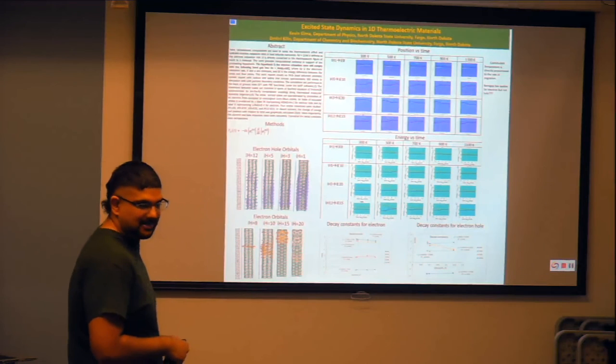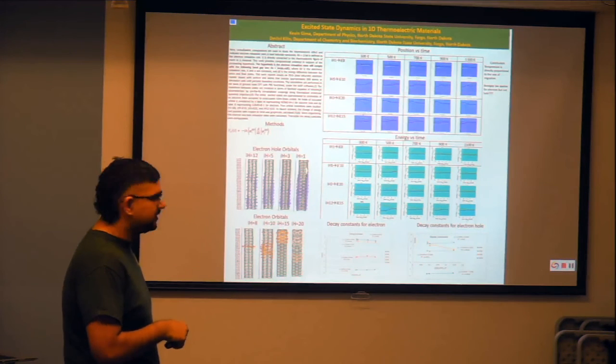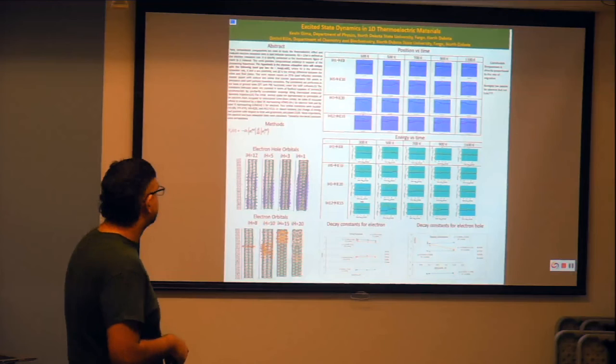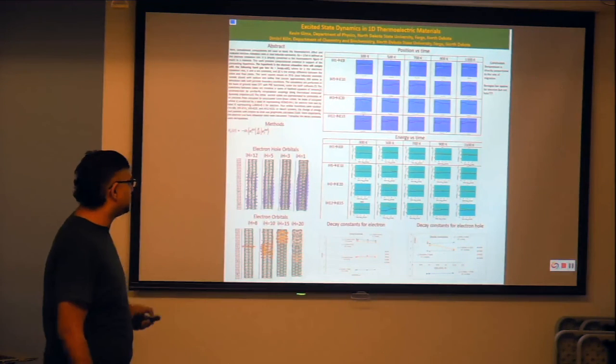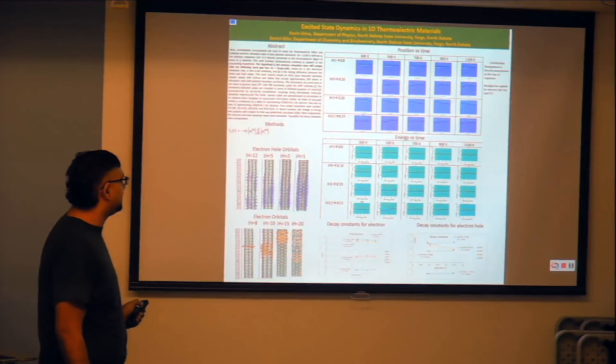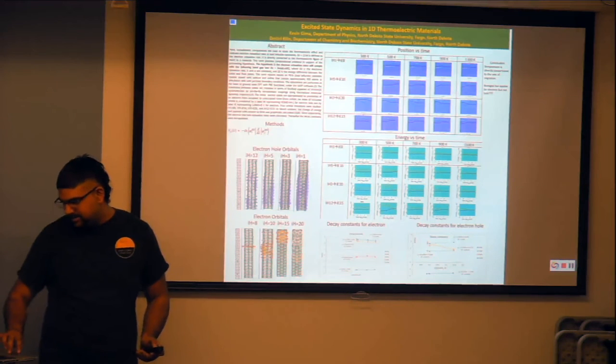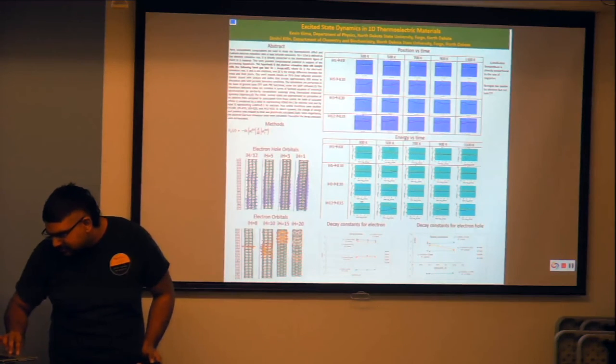Alright. Before I do that, can I make a quick note about these orbitals? Oh, please, please. Yeah. Okay, so these are the orbitals I looked at. These are the electron hole orbitals. At the bottom is my electron orbitals.